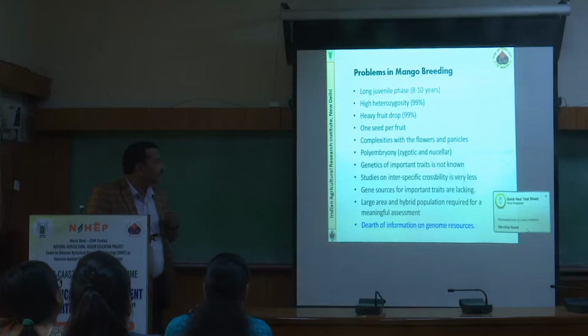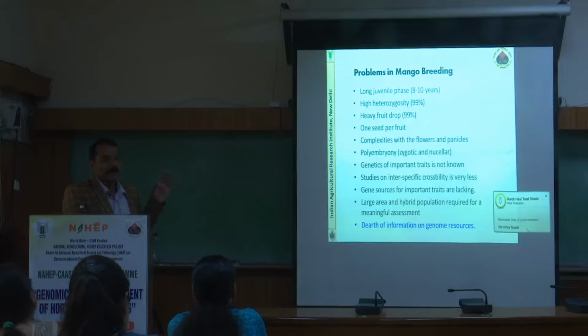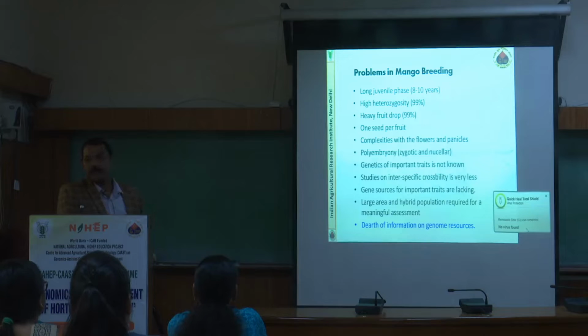Then there is polyembryony, and in some ways it is a very good thing in mango. If we want to perpetuate a particular genotype, or continue with the same genotype, it is good, meaning for multiplication purposes. But if you are looking for a zygotic embryo, it creates some problem, because we do not have any foolproof technology to differentiate between zygotics and nucellars. Though there are several reports, with isozymes and some morphological markers, none of them is so robust that it can differentiate zygotics from nucellars in all sorts of polyembryonic varieties. Then, genetics of important traits are not known.